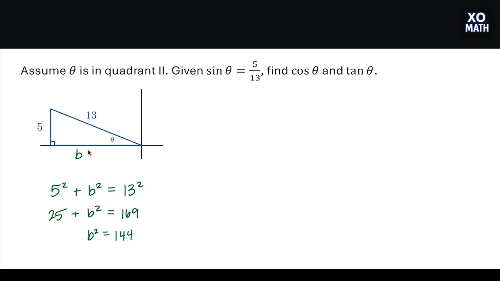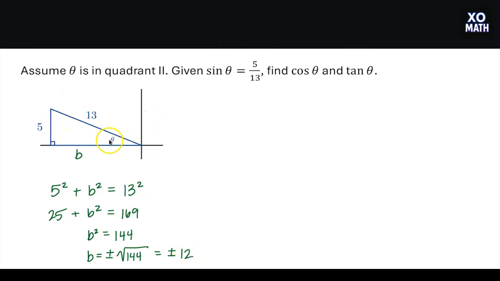And if I take the square root of both sides, I get b is equal to plus or minus the square root of 144, which is nice. It's a perfect square. So plus or minus 12. Now, typically, if this was just a triangle, not in a quadrant necessarily, we would say, well, the side length has to be positive, so the answer would be positive 12.